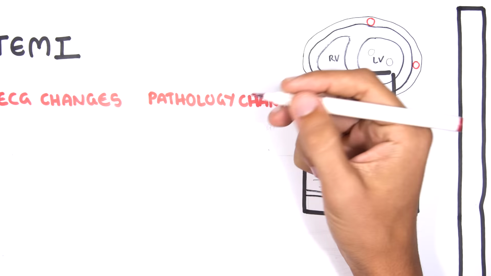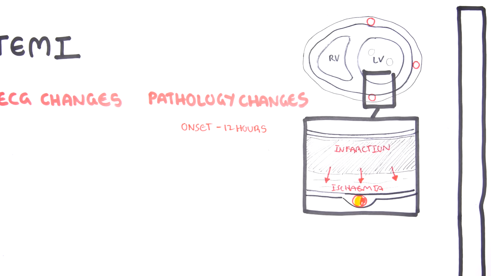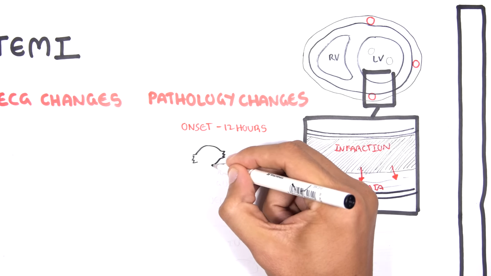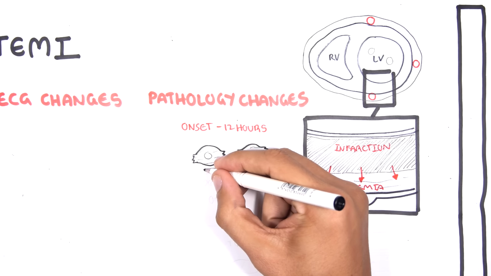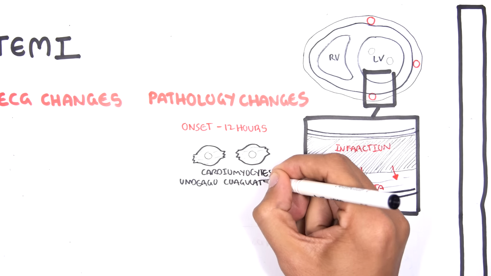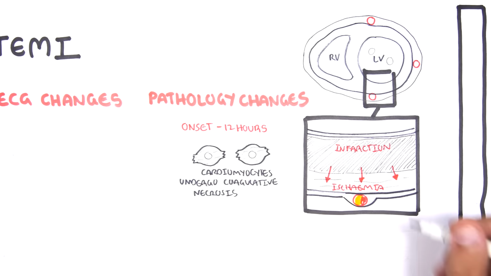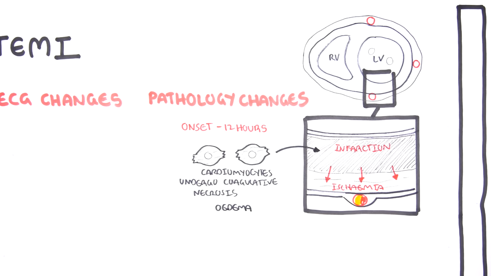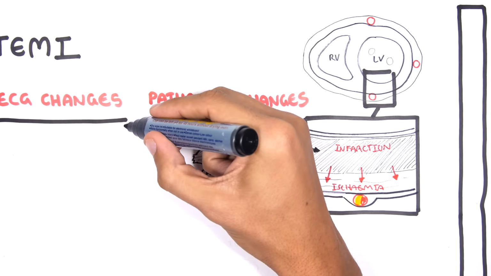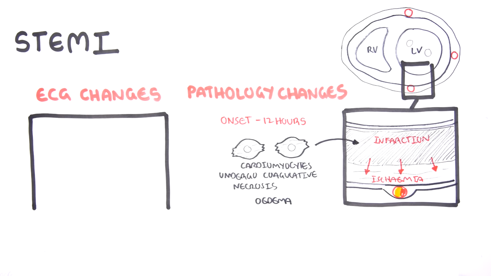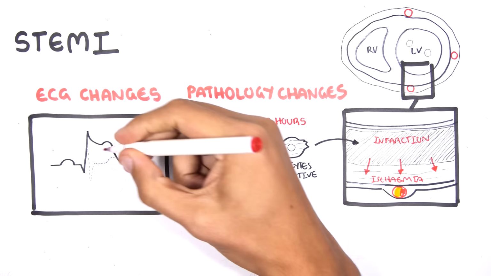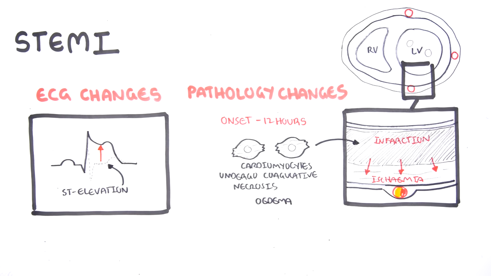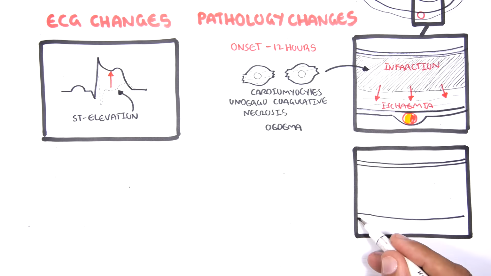The changes occurring straight away following an occlusion and up to 12 hours include cardiomyocyte undergoing coagulative necrosis, and then subsequently edema occurs around the area. This is essentially the beginning of an inflammatory process. The ECG changes, as we suspect initially, are a peaked T wave, followed by an ST segment elevation.